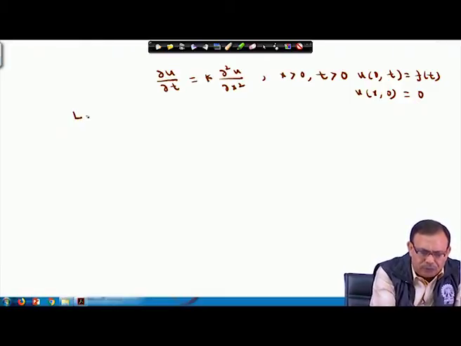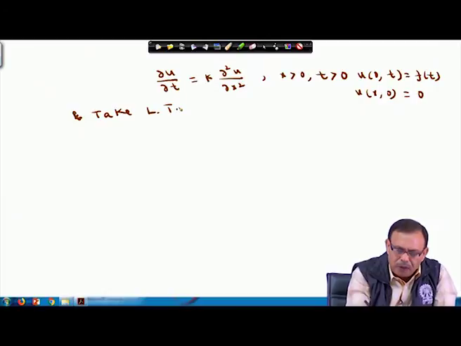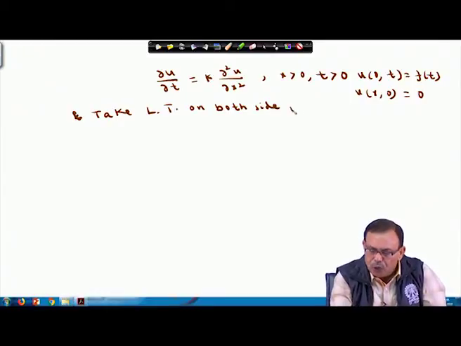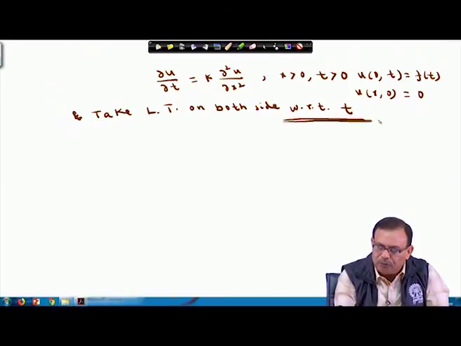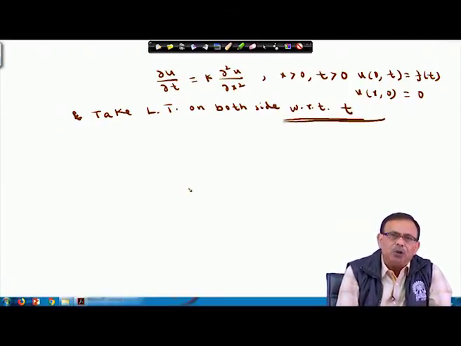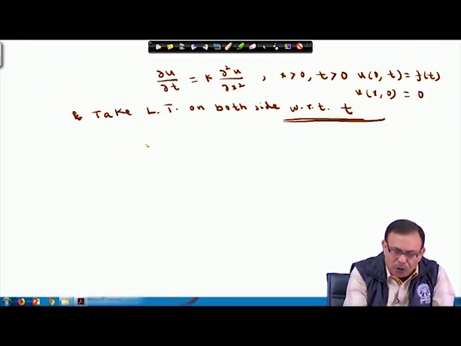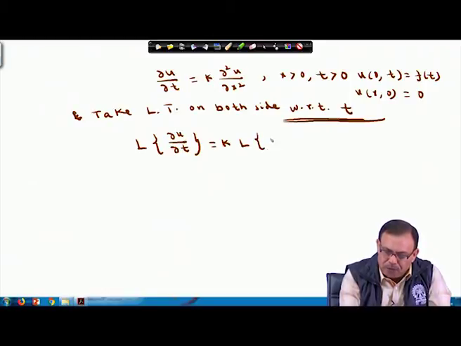So, what I am doing? I am taking the Laplace transform on both sides with respect to t. Please note this, for every solution I have to tell very clearly with respect to which variable I want to take the Laplace transform. This is very important to us. So, the Laplace transform of ∂u/∂t is equal to k into the Laplace transform of ∂²u/∂x².